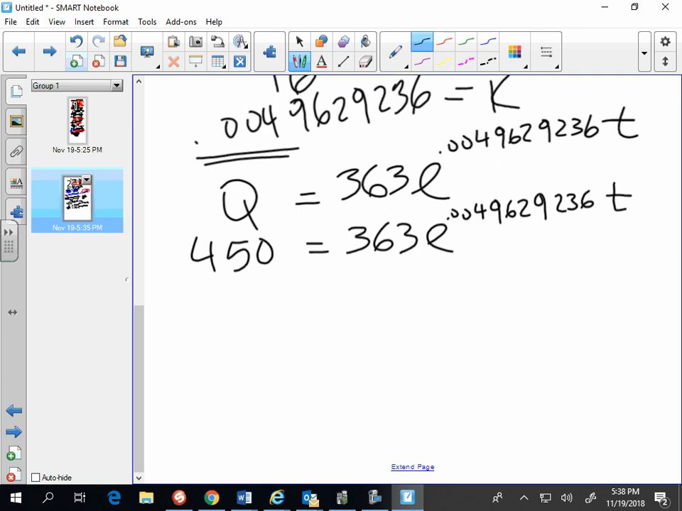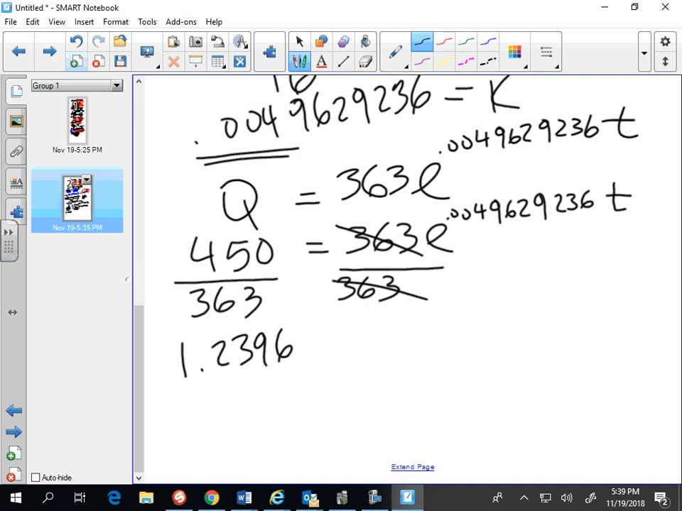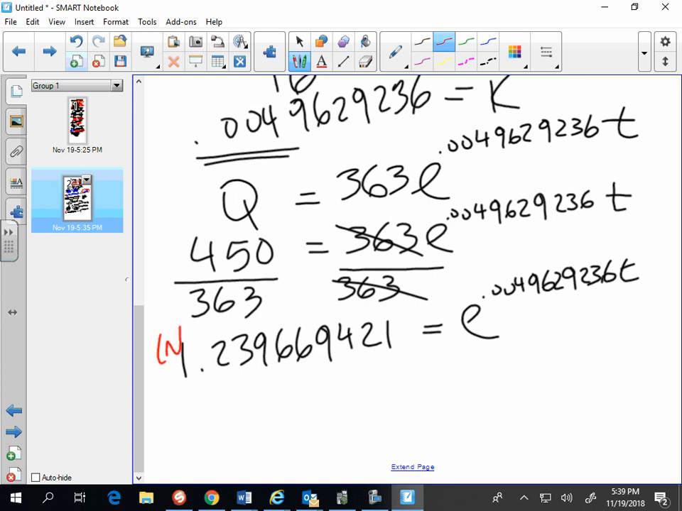0.00496292236 t. We'll divide by 363. We get 450 divided by 363. That's 1.239669421 equals e to the 0.00496292236t. I bet you know what's going to come now. We're going to take the ln of both sides so that we can pull this exponent down in front.